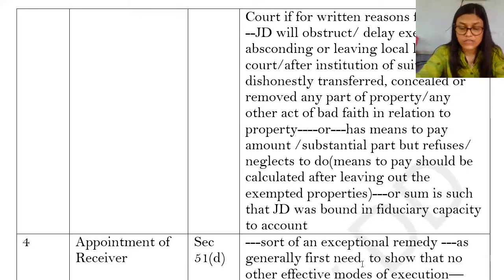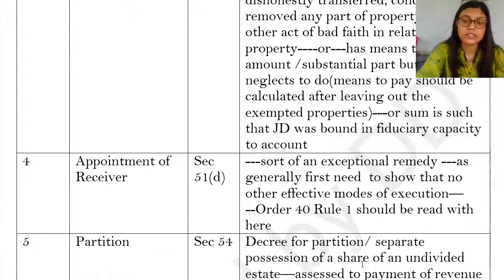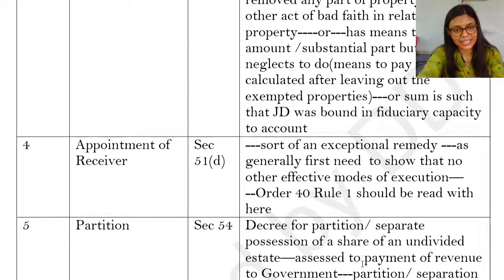Now, appointment of receiver is another mode that we had seen. This is an exceptional remedy. First, you need to show the court that the rest of the remedies won't be favorable for me, the rest of the modes would not work for me, so please go for this one. You can go through order 40 rule 1. Now, what happens if it is a partition decree or a separate possession of a share of an undivided estate? In this case, because the payment of revenue is being done to the government, this partition or separation of share will be done by the collector.